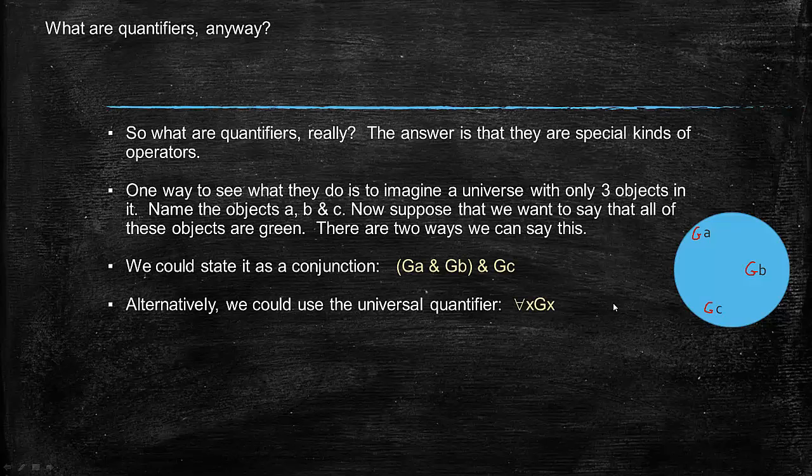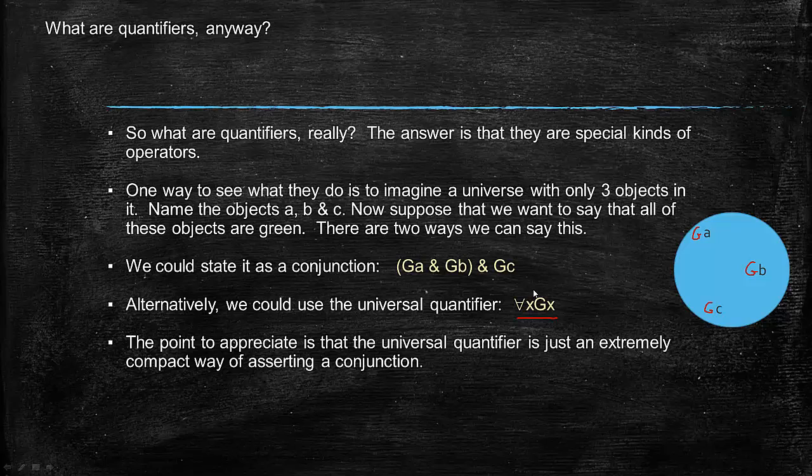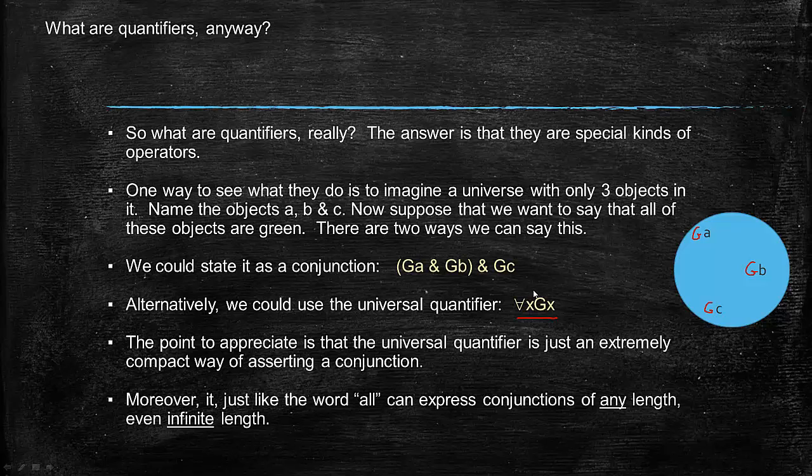So the alternative way of saying this, of course, is just to use the universal quantifier. For all x, g of x, everything is green. In just one little expression, we can express a long conjunction, even an infinitely long conjunction, in a very, very compact way. And so that's the beauty of the term all in English and the universal quantifier in predicate logic.